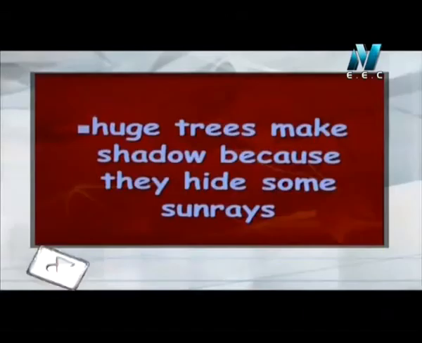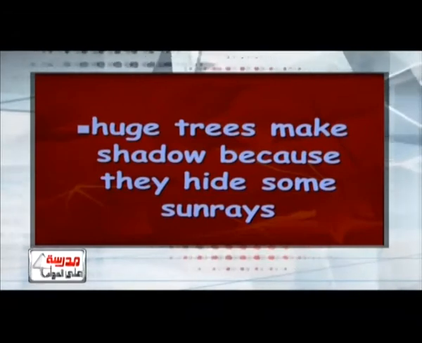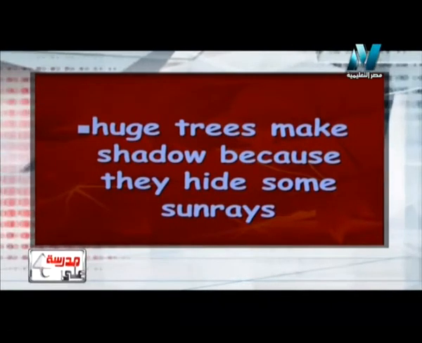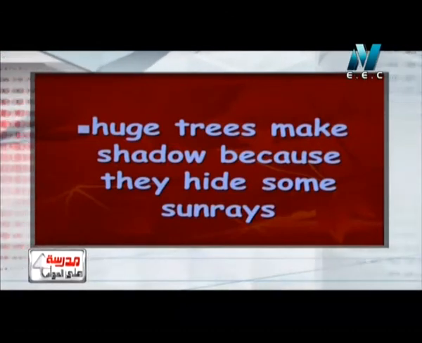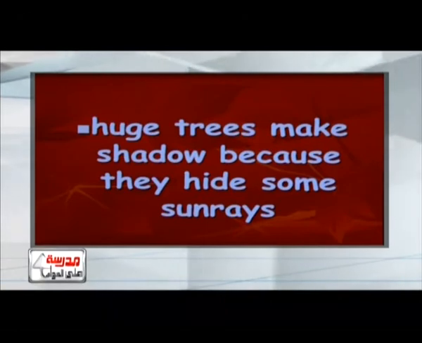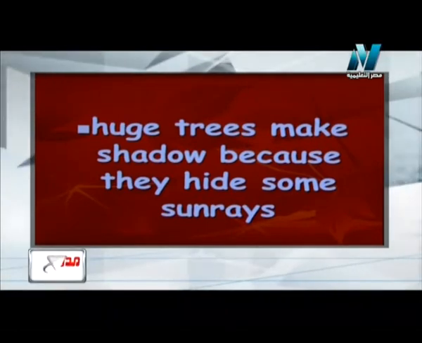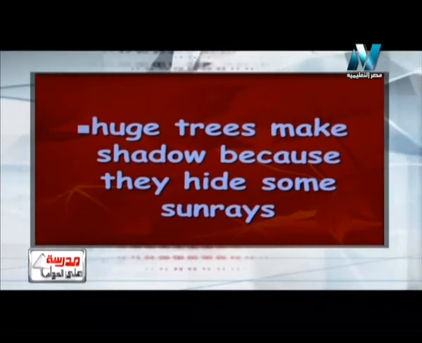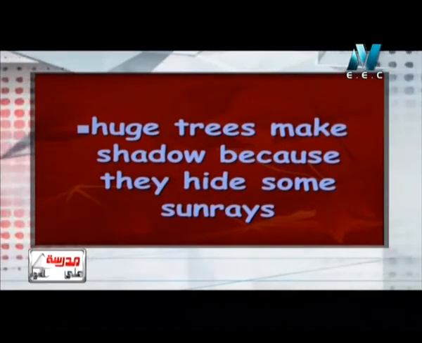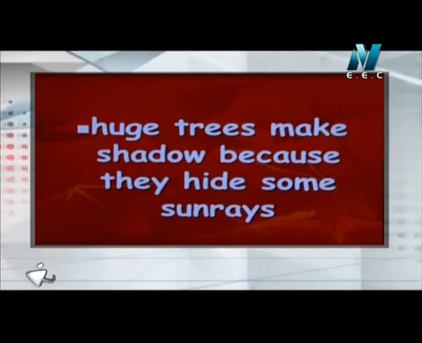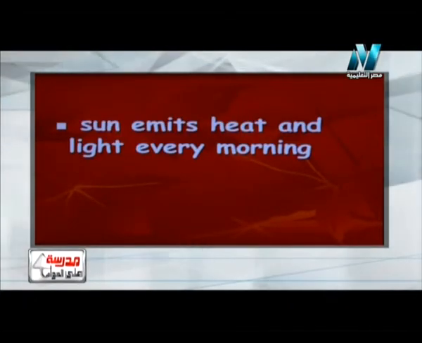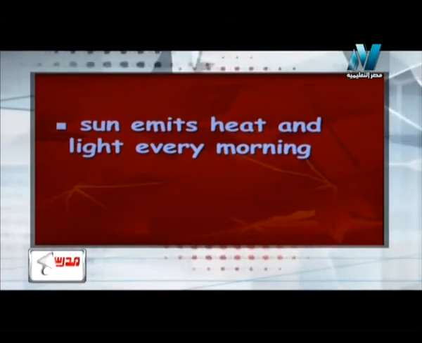Huge trees make shadow because they hide some sun rays. الأشجار الضخمة بتعمل shadow، بتعمل ظل لأنها بتخبي أشعة الشمس. Okay. So what is the reason of the shadow؟ إيه هو سبب الشادو؟ So the huge trees make shadow because they hide some sun rays. لأن الأشجار الضخمة بتحجز ضوء الشمس او بتعمل بلوك لضوء الشمس، فهو ده سبب الشادو. Okay. So another information, sun emits heat and light every morning. You know this very well.